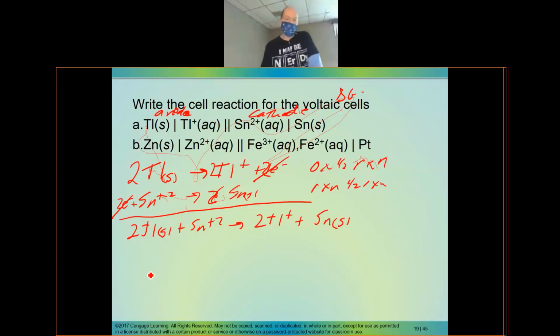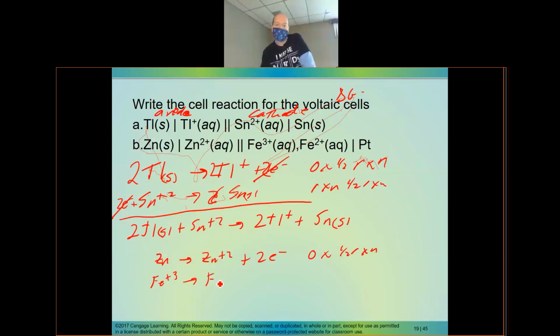All right, for the next one, part B, you have zinc going to zinc+2 plus 2 electrons. This is your oxidation half reaction. That is your anode. And then the next one, note here that you have Fe+3 going to Fe+2. There's not a phase change because they're both in the liquid state. And so here there's no metal in this half reaction of going from Fe+3 and being reduced down to Fe+2. There's no metal.